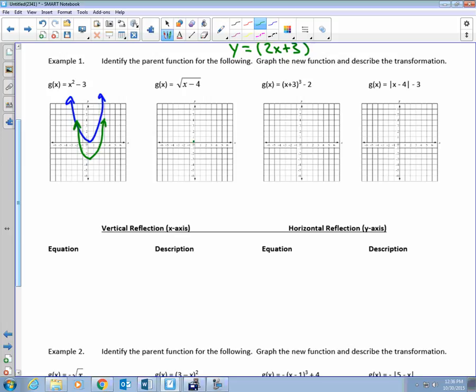Yep, very good. It's like that. Is it on the inside or outside? The transformation. Inside, so horizontal or vertical? Horizontal. Solve the inside equal to 0 and you get 4. X minus 4 equals 0, you get 4. So it moves 4 units to the right.